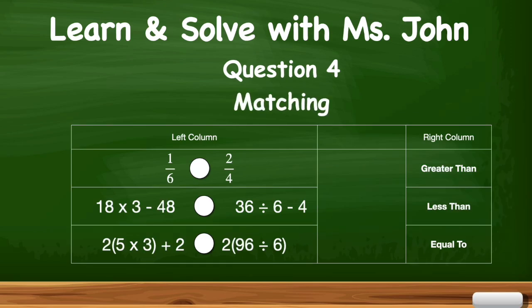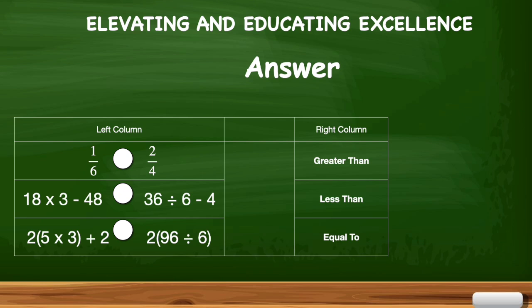Question number 4, matching. We're going to match the left column with the right column. You got this. So for the first one, we have 2 fractions. The best way to deal with the fractions in order to determine which one is actually greater or less than is simply by turning these fractions into a decimal. So what we're going to do is take the top number and divide that by the bottom number. And you could use your calculator.